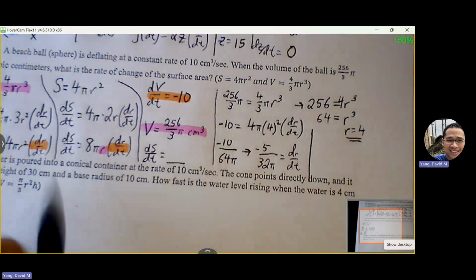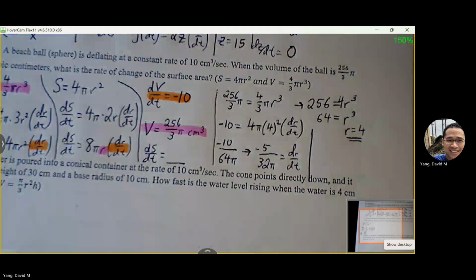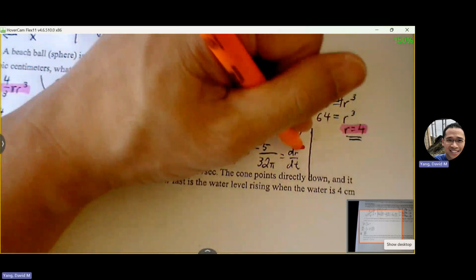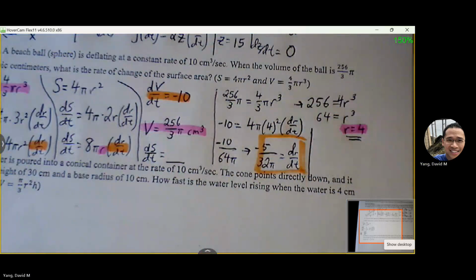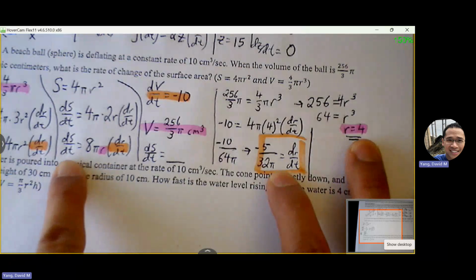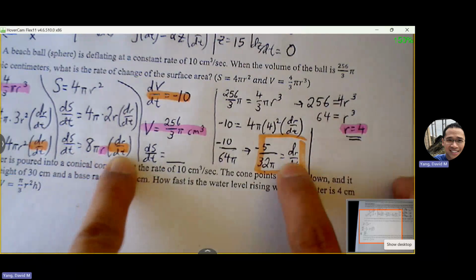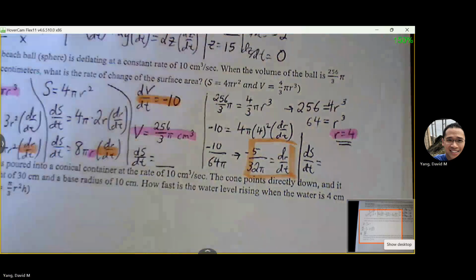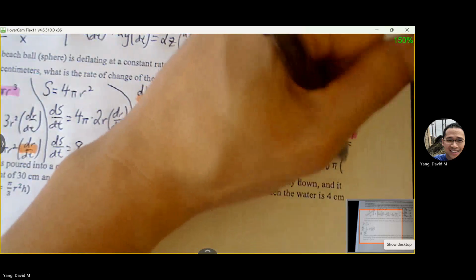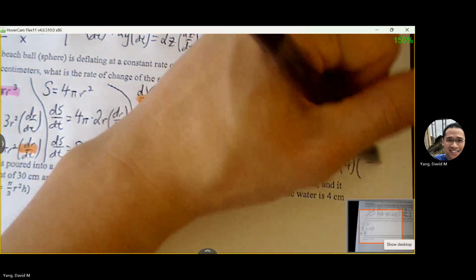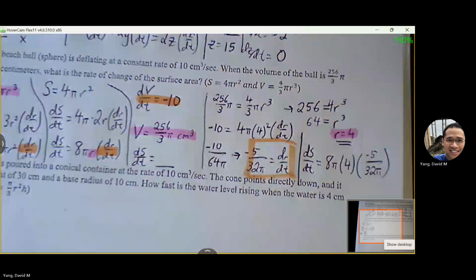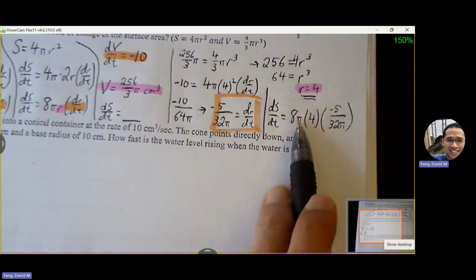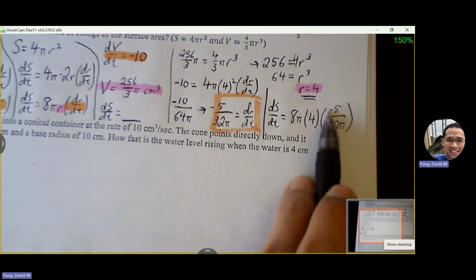Okay, our final step, insert all of that into our dS/dt. We have our radius. We have our dr/dt. Should be able to put it all together, put it in and solve for dS/dt. 8 pi times 4 times negative 5 over 32 pi. A lot of things cancel out. 8 times 4 is 32. 32 divided by 32 is 1. Pi divided by pi is also 1. So we're left with negative 5.